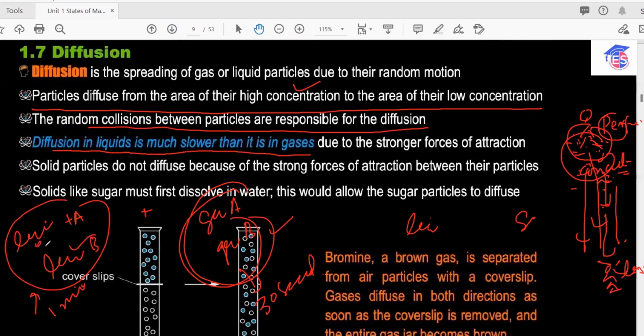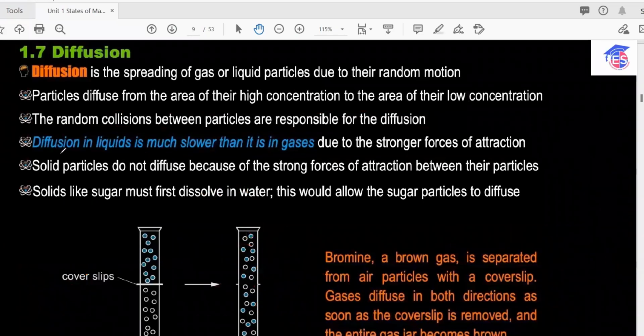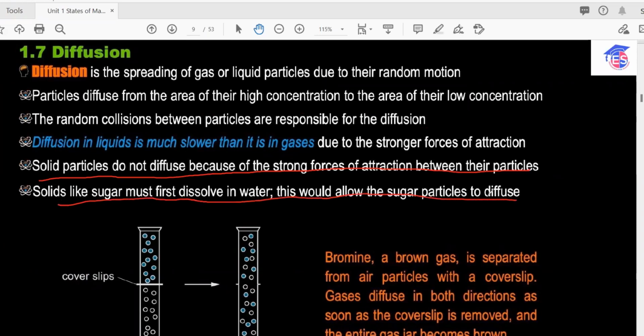Why? Because the force of attraction between liquid particles is more, so it will not allow them to move easily. But in gases, the force of attraction between the particles is really less or there is no force of attraction, so they can move towards the other gas very quickly. So diffusion in gas is always faster than diffusion in liquids. After that, solid particles do not diffuse because of the strong force of attraction between their particles. A solid like sugar must first dissolve in water, then it will diffuse. So if somebody asks why sugar diffuses in water, you will say that first the sugar dissolves, becomes liquid, then it will mix in the water.